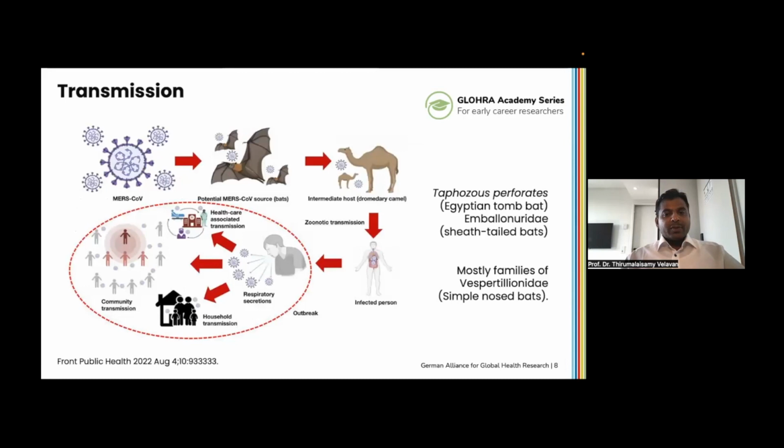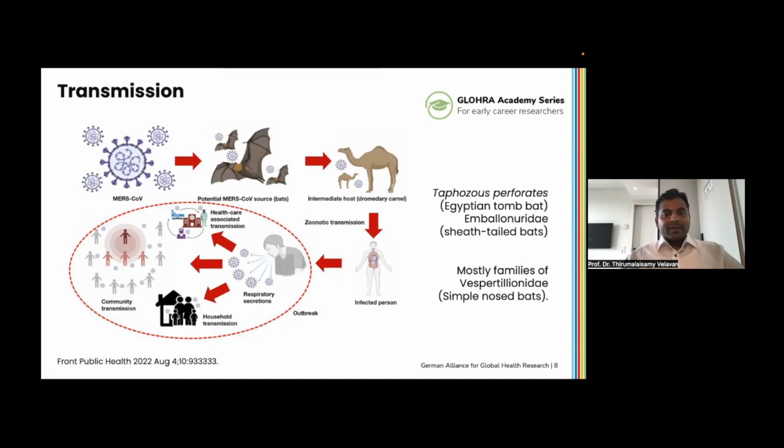If you look into the transmission patterns of MERS-CoV, it is potentially transmitted by bats. The very first cases were linked to the Egyptian tomb bat from the family Emballonuridae, the sheath-tailed bats. But most of the families of simple-nosed bats, such as the Vespertilionidae, are equally known to cause infection in humans, but also in dromedary camels.